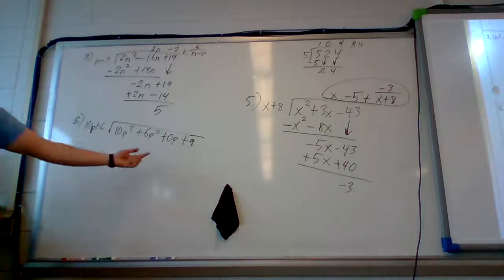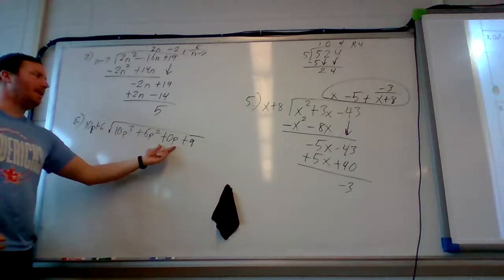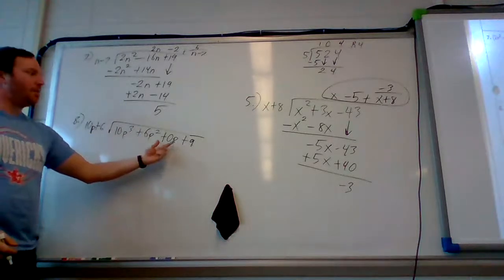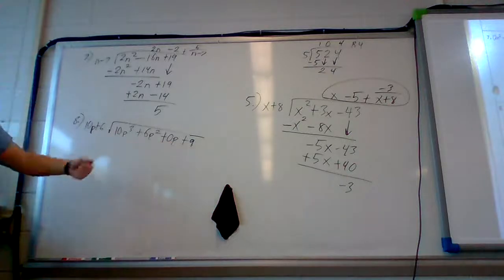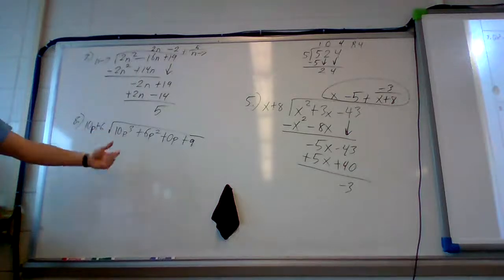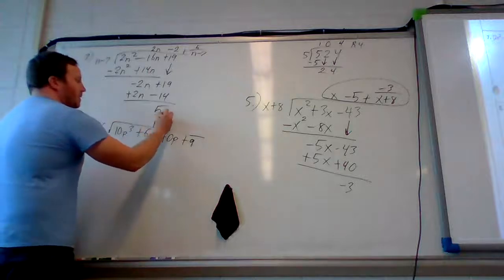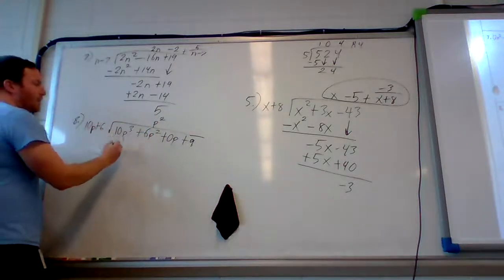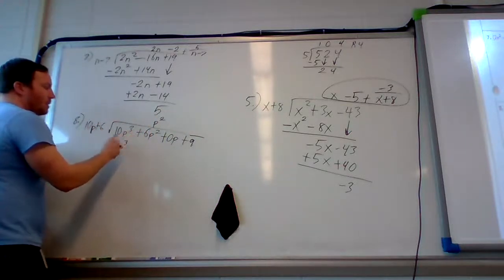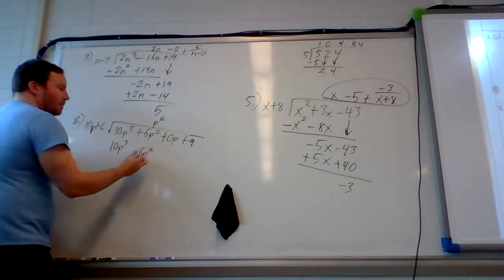So 0 times p gives you 0. So it's not like we've changed the value of this equation or anything, but we just got a placeholder. We're holding its spot in the division. So then, what times 10p gets us 10p cubed? P squared. So p squared times 10p gives us 10p cubed. P squared times 6 gives us 6p squared.